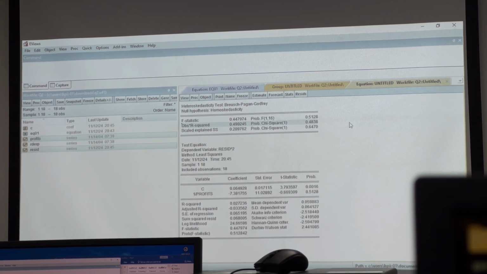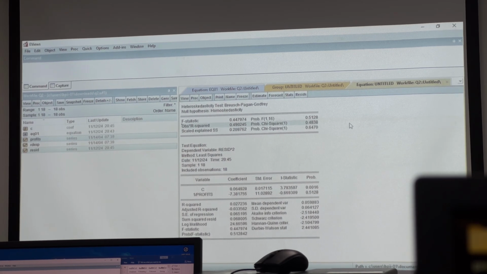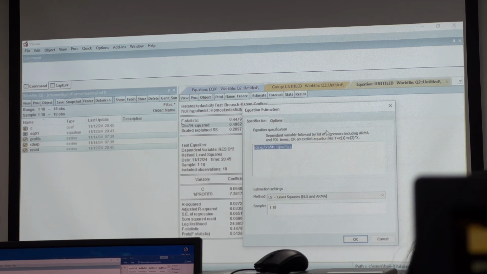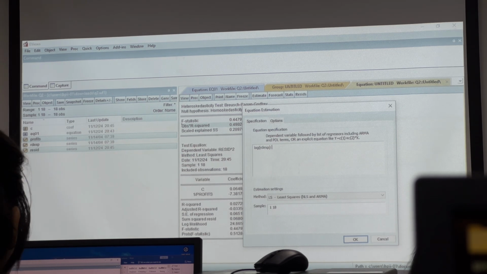The alternative approach is by using a re-specified model or using a different functional form. Question number 3, use a different functional form using log. So instead of using original values, we try to use log. So we re-estimate using log: log of RD expenditure, RDEXP, against log profit.